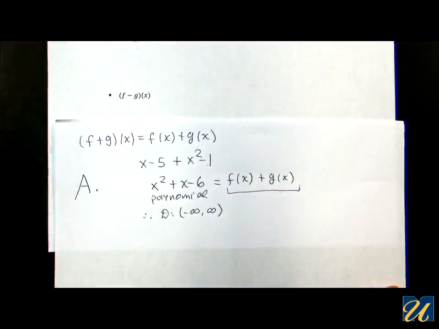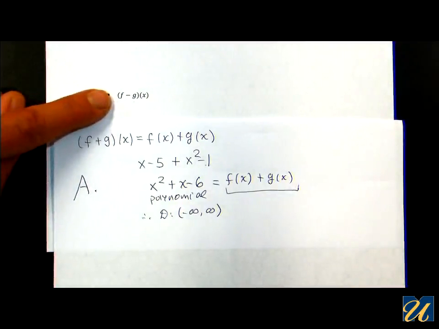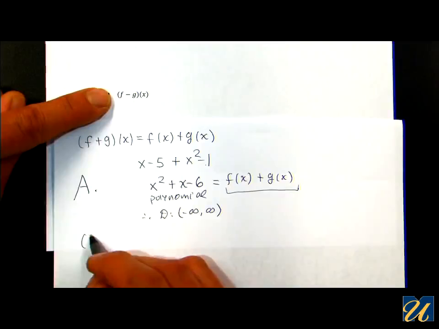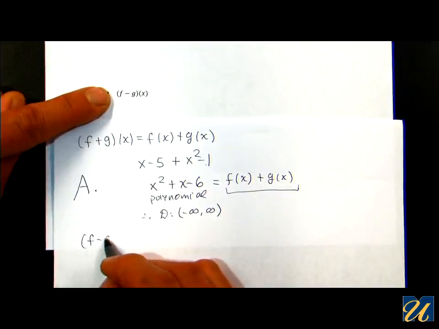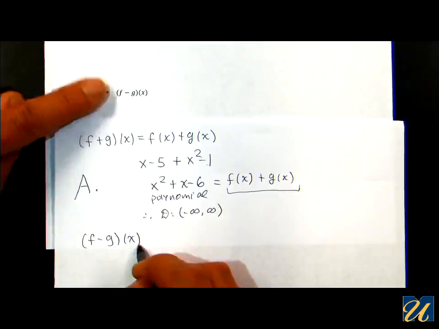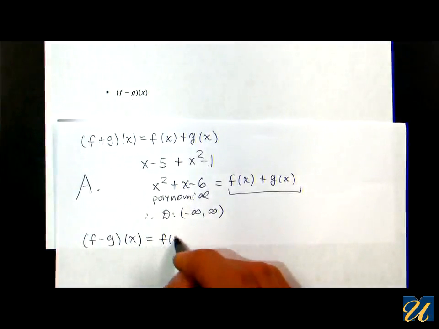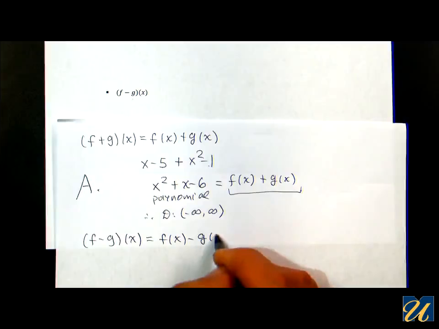Part B, we have to subtract the two functions, and it's f minus g. Subtraction, you have to be a little careful. f minus g of x is f of x minus g of x.